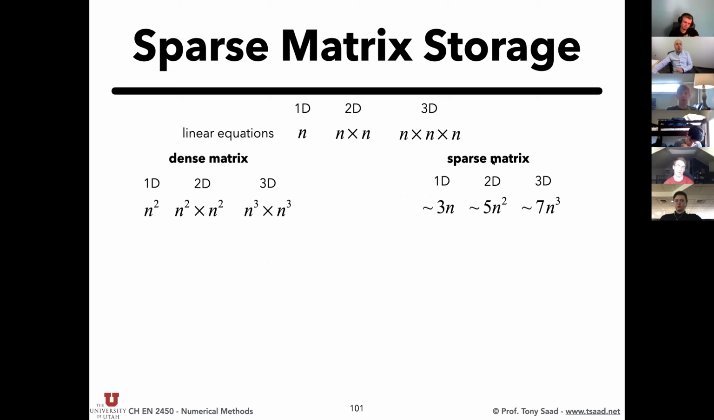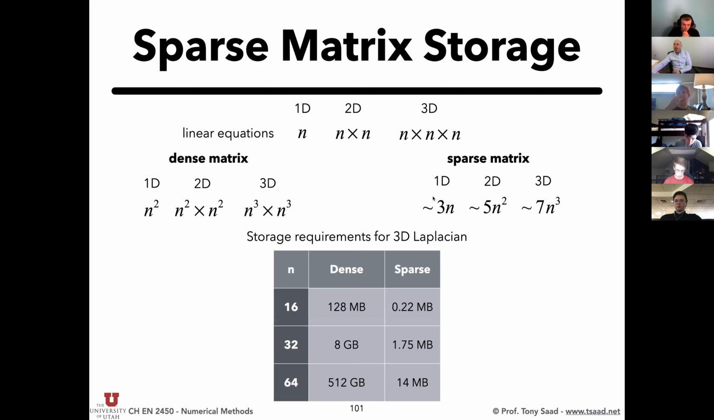change from a dense matrix to a sparse matrix representation. For a 3D case, you're storing n cubed by n cubed entries. When you do it as a sparse representation, you're only storing 7 times n cubed entries. In practice, for 3D, for the 64 points case, you went from 512 gigabytes of memory to 14 megabytes. For 16 points, you went from 128 megabytes to 0.22.